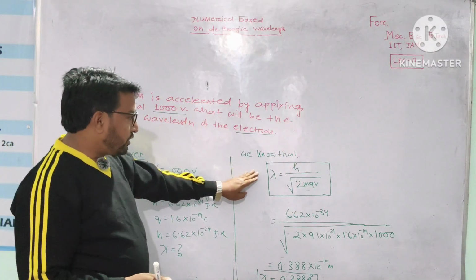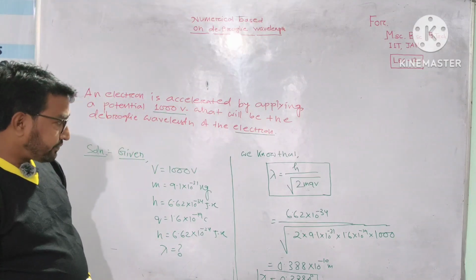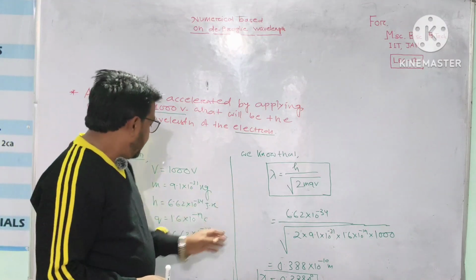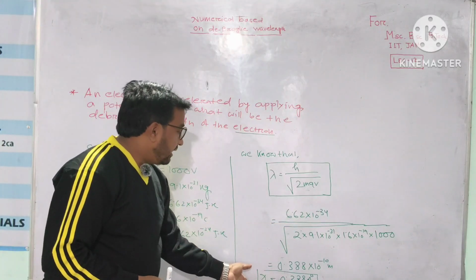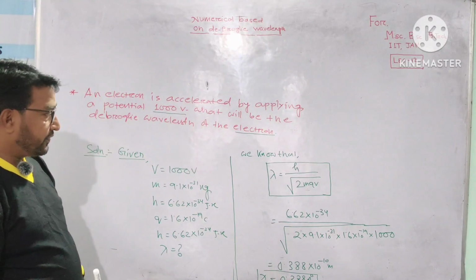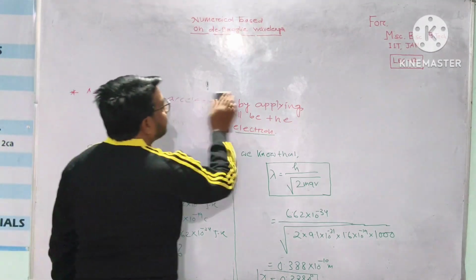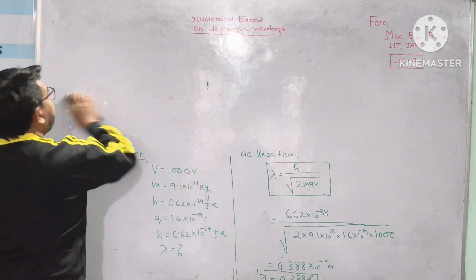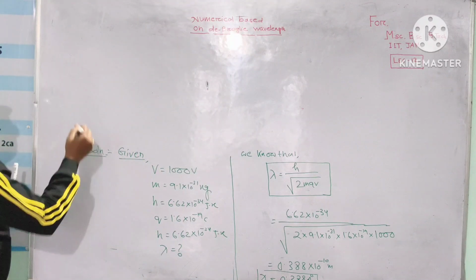Generally this is the expression of the de Broglie wavelength in terms of the potential difference, okay. So when all the values are substituted in this equation, then we will get lambda equal 0.388 angstrom. The alternative method of this problem: alternatively we can solve this problem.